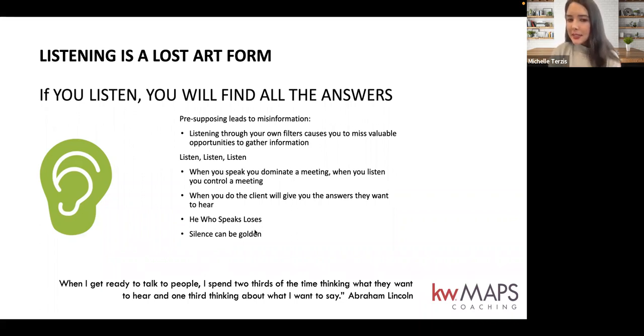He who speaks loses. This is a common thing that you might hear. When you speak, you dominate a meeting, but when you listen, you control the meeting. So when you're in conversation with your clients, let them talk. They will tell you exactly what you want to hear. And just a quote on the bottom here from Abraham Lincoln: when I get ready to talk to people, I spend two-thirds of the time thinking about what they want to hear and one-third about what I want to say.